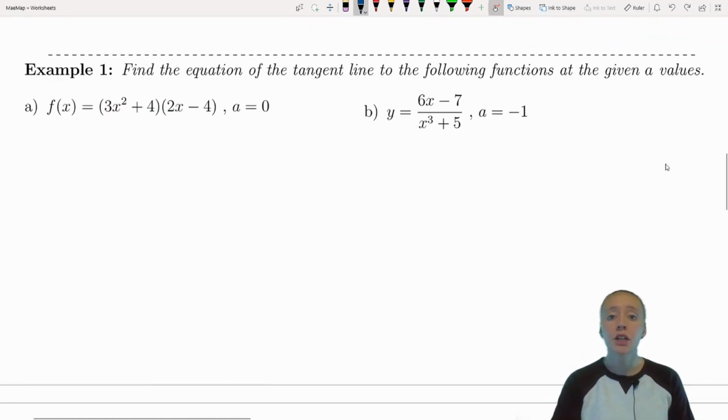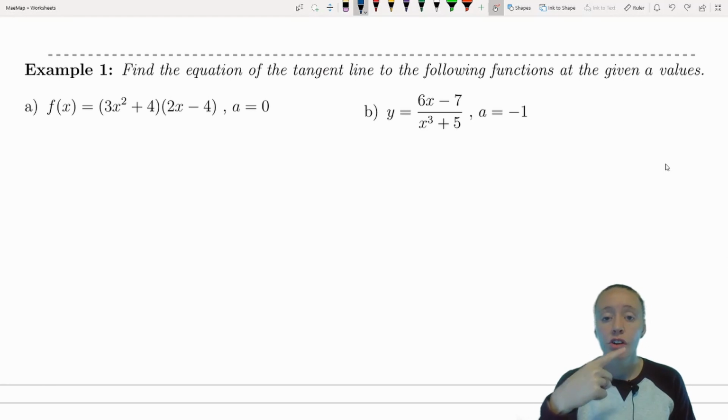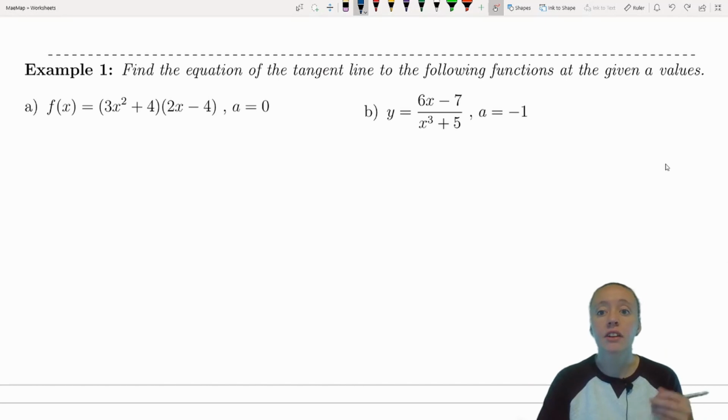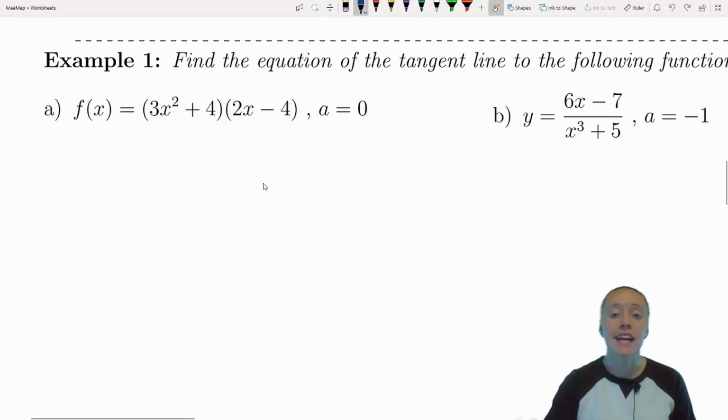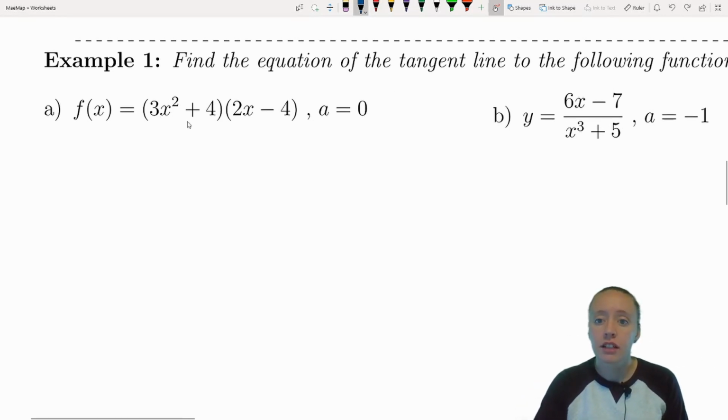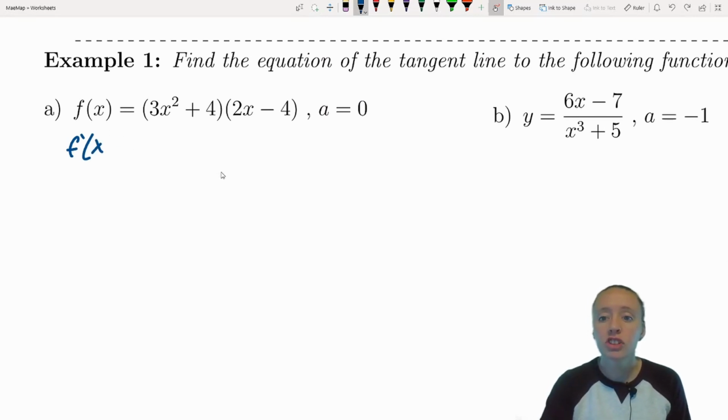Example 1, we're going to find the equation of the tangent line to the following functions at the given a values. So remember, the derivative tells us the slope of the tangent line, and once we have that slope, we just need a point to make a line. So let's go ahead and calculate the slope. And the slope is taking that derivative. So I need to take the derivative and then plug my a value in to find the slope at that point. So f of x is this, my f prime of x is going to be, well, let's do that trick. Let's write out my different functions.